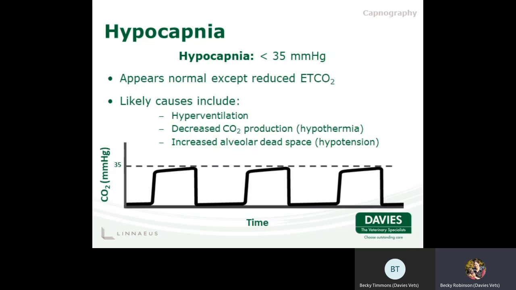Hypocapnia, again, we've discussed some of the reasons why we might have a patient who is experiencing hypocapnia. Usually we have a normal looking trace, but simply the end-tidal carbon dioxide is below the normal level of 35 millimeters of mercury. And again, this may occur due to reasons such as hyperventilation, decreased carbon dioxide production due to, for example, hypothermia, or due to increased alveolar dead space due to hypotension.